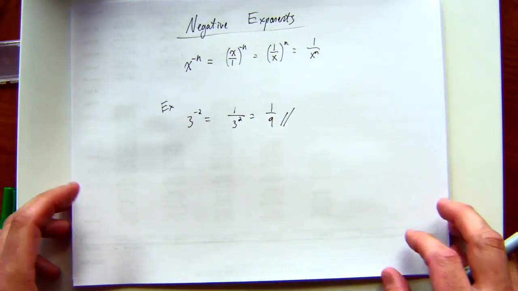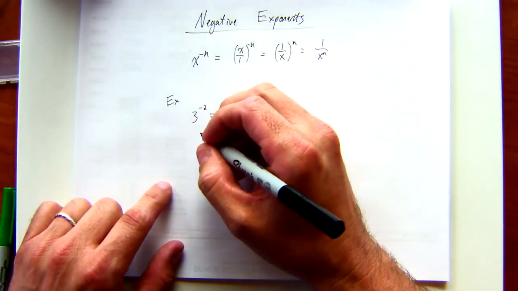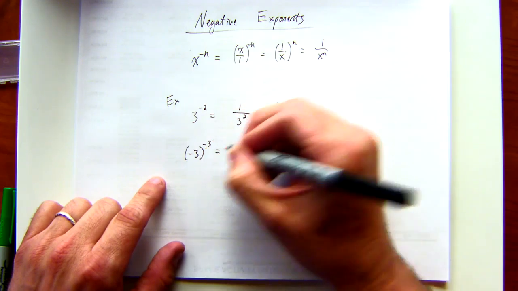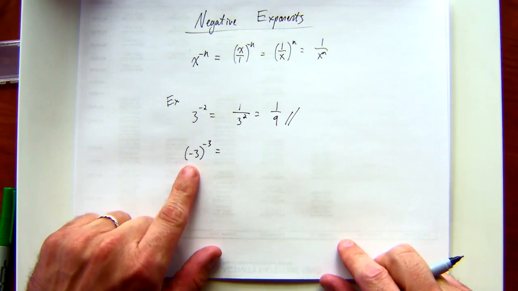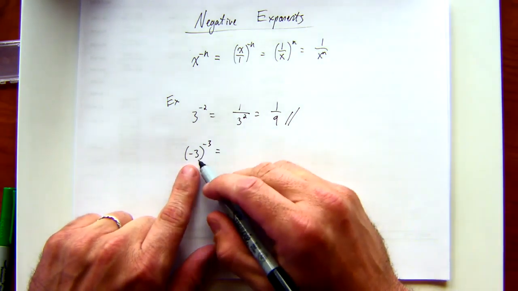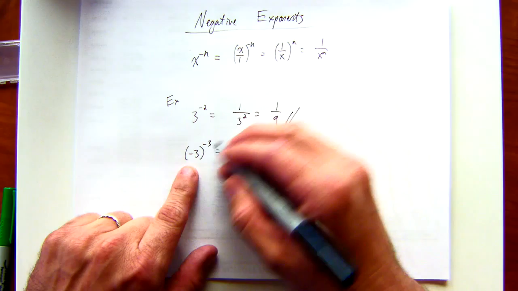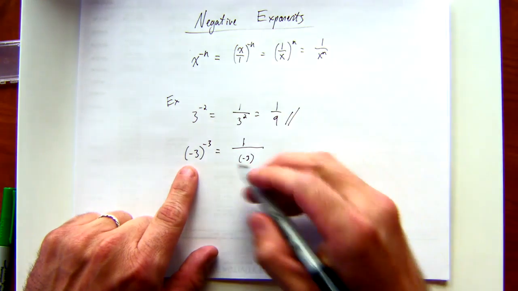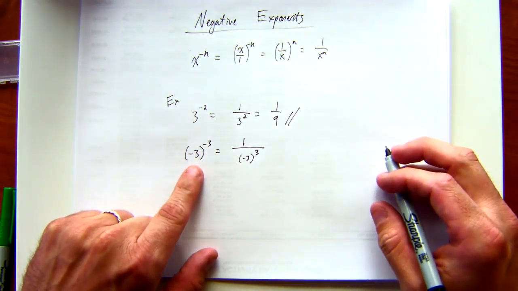Any questions? Am I going too fast, too slow? Let's do another example. Negative 3 to the negative 3rd power. What's my base in this case? Negative 3. I've got to remember my base includes that negative in this case. Using my rule, I'm going to write 1 over, my base is negative 3, and then my exponent is cubed, so I just drop the negative sign.